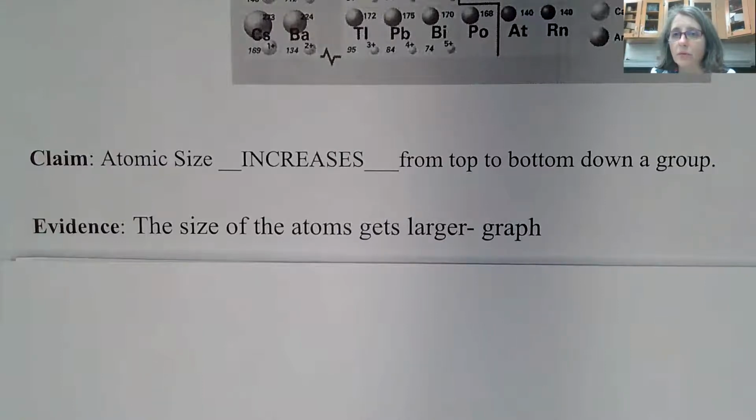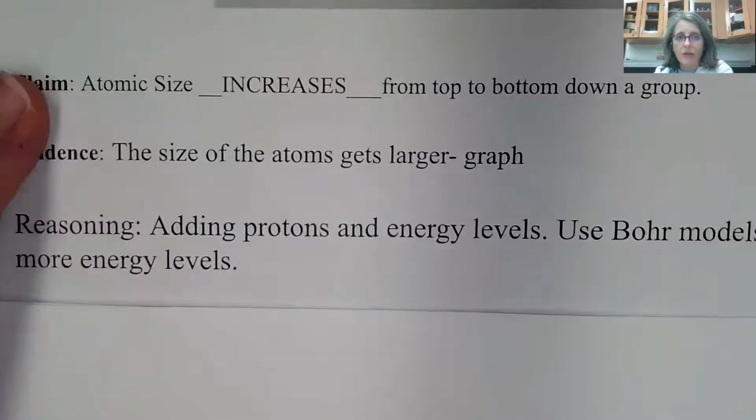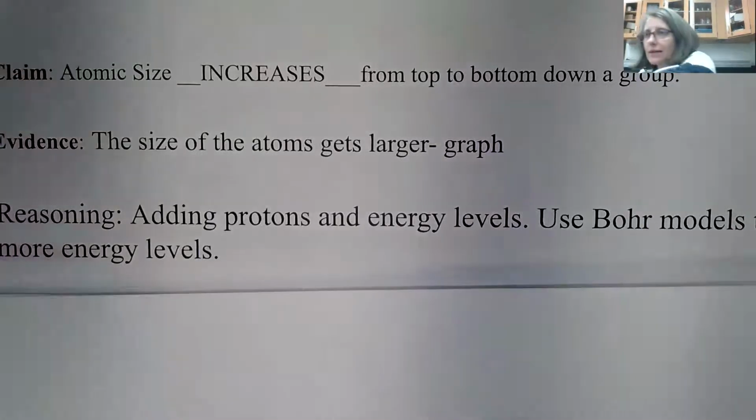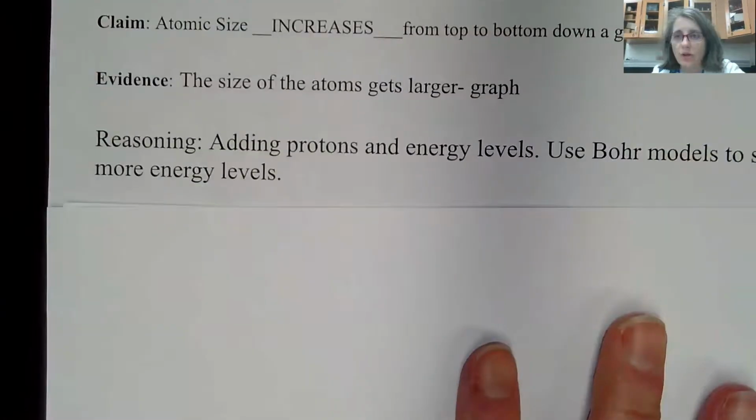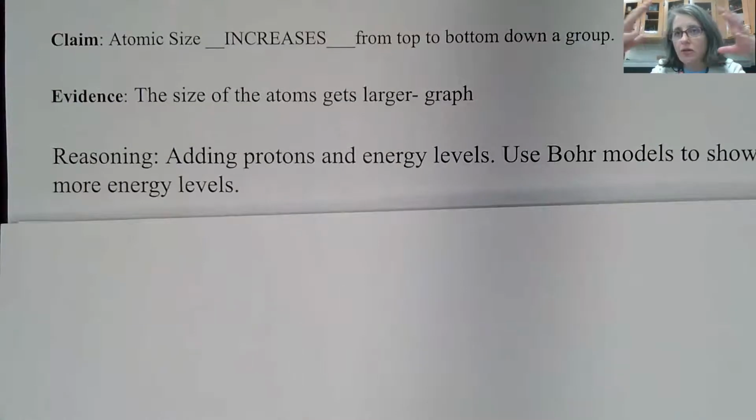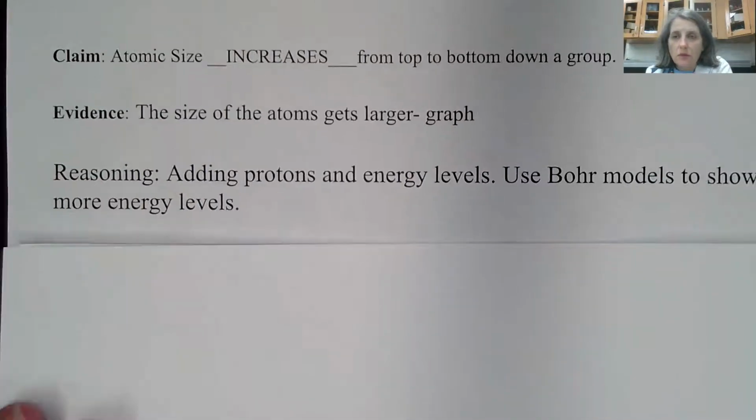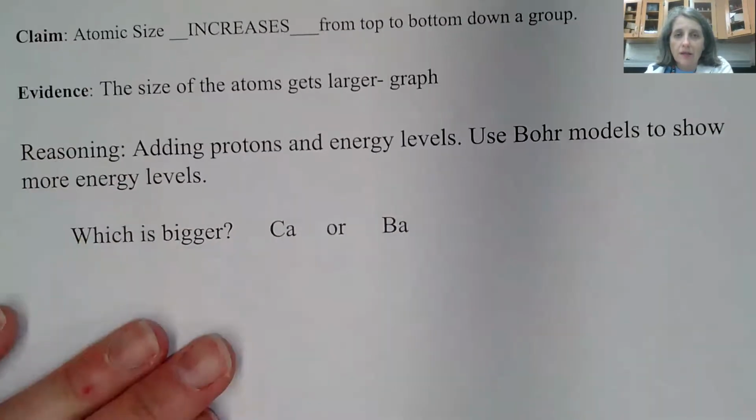It's going to be on what we call the reasoning portion. The reasoning portion is, you are adding protons, and you could also put electrons there, and energy levels. Since you keep adding energy levels with the electrons and those protons in the middle, you need to use the Bohr model to show how you get more and more energy levels. As you go down a group, you're going to see that happening. So we are going to be using, again, the Bohr model to give us some explanation.